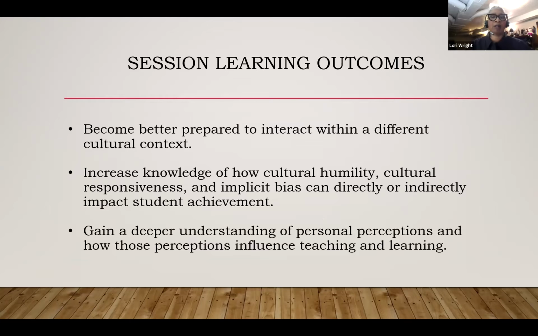Our session learning outcomes for today: to become better prepared to interact within a different cultural context; to increase our knowledge of cultural humility, cultural responsiveness, and implicit bias, and how that directly and indirectly impacts student achievement, so to increase our understanding of how all of those pieces converge, especially within a classroom or educational context; and to hopefully gain a deeper understanding of our personal perceptions and how these perceptions influence teaching and learning. And I might even replace perceptions with bias. What are those blind spots? What are those hidden areas that we're really not aware of, and how do we gain a deeper understanding of how those impact or influence our teaching and our students' ability to learn, because they're coming to us with blind spots and biases as well.